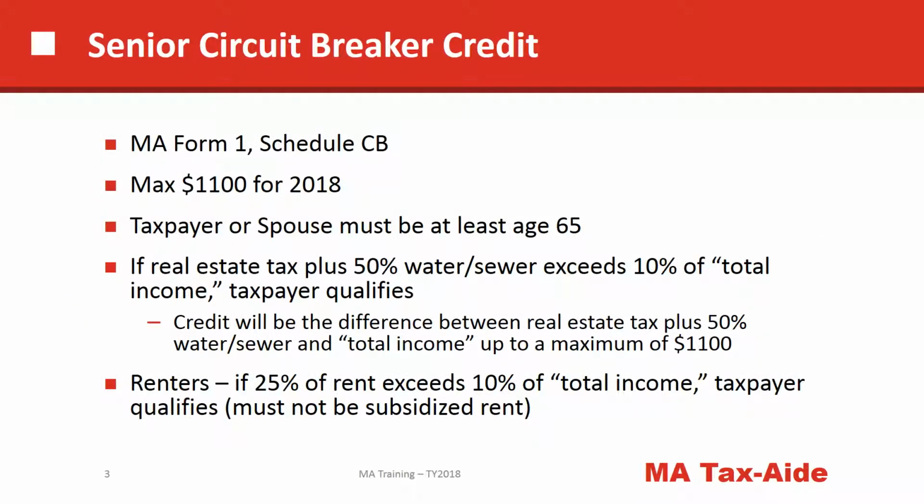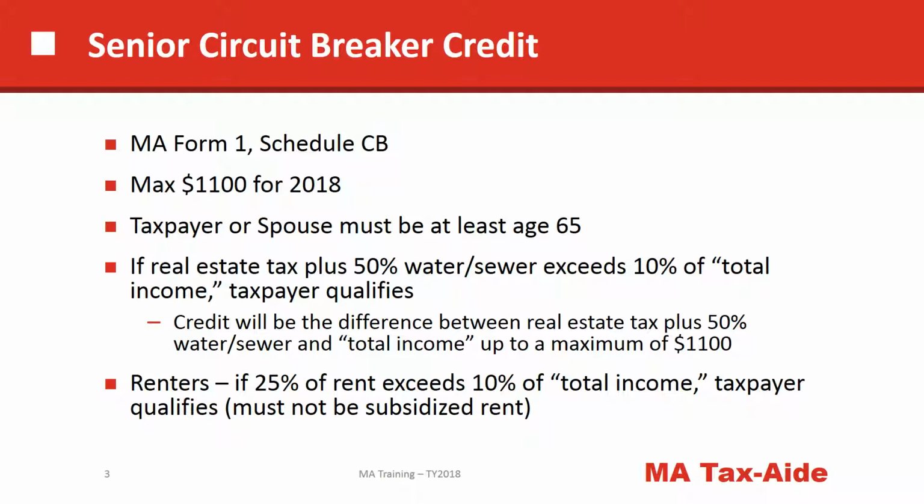Now, what is it? On the Massachusetts Form 1, it is the Schedule CB. For 2018 it is a maximum of $1,100, and that is a refundable credit. That means even if the taxpayer has zero tax liability, they will get a refund back of up to $1,100. The taxpayer or the spouse must be at least age 65.